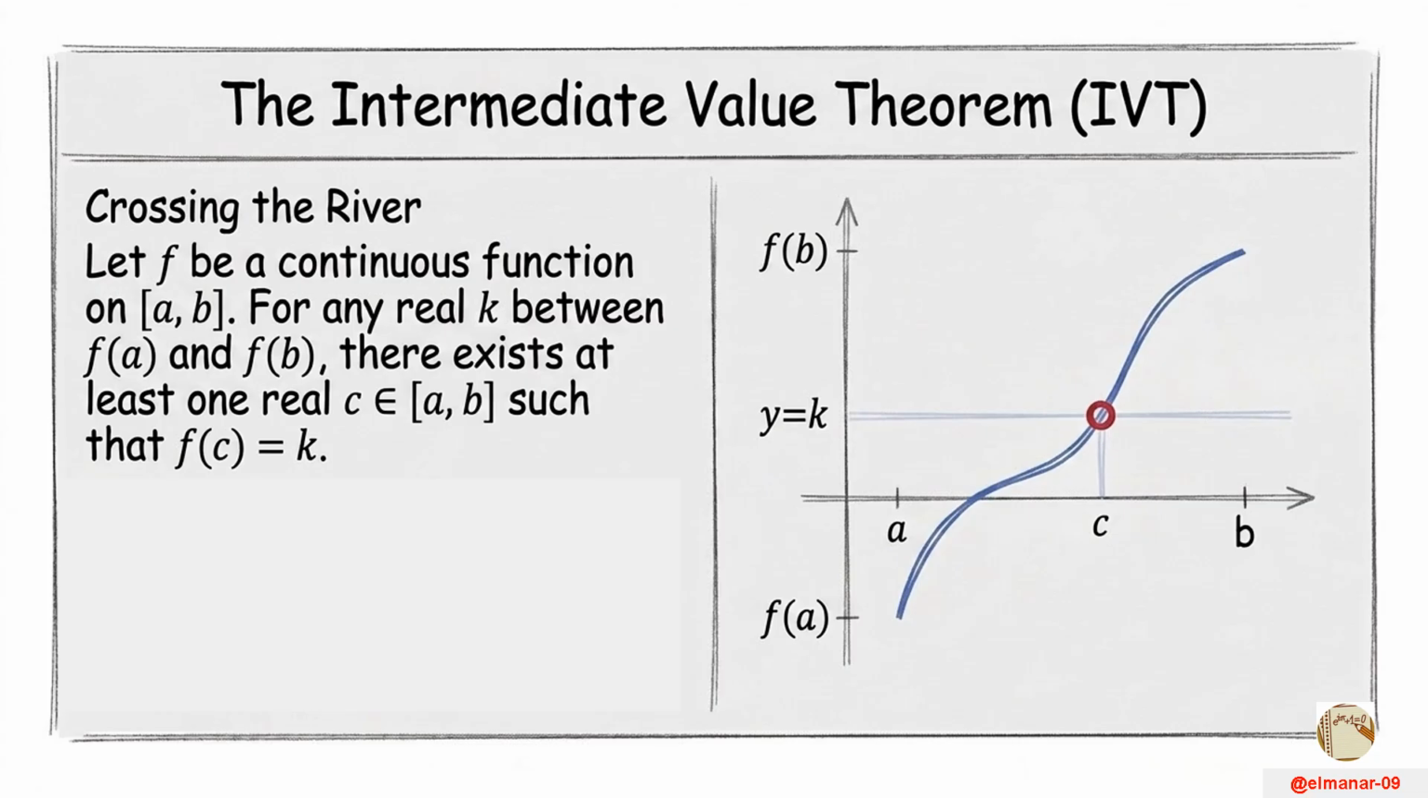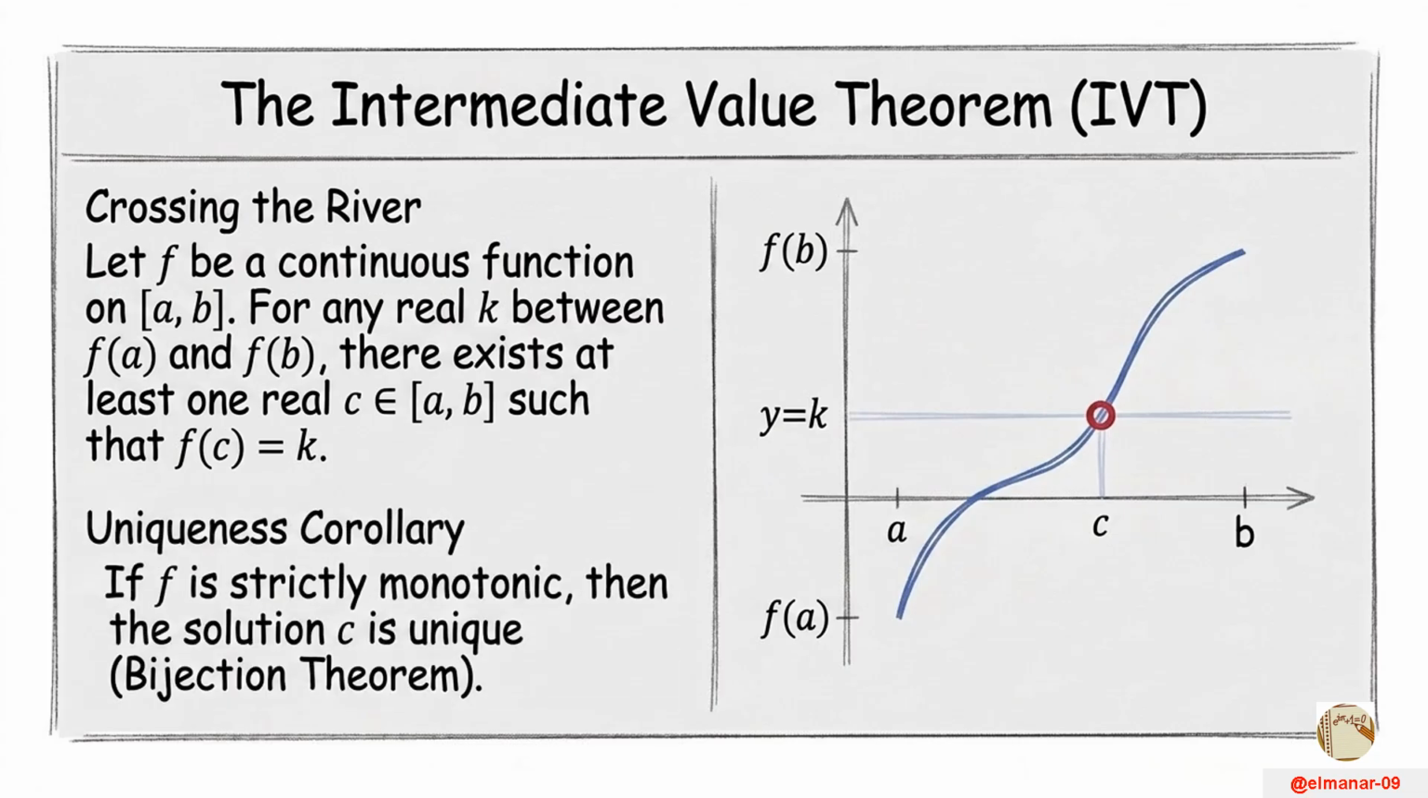Formally, if f is continuous on a closed interval, then for any real number k between the start and end values, there exists at least one value c in that interval where f of c equals k. And here is a golden nugget. If the function is also strictly monotonic, always increasing or always decreasing, then that solution c is unique. This is known as the Bijection Theorem, and it's your best friend for proving an equation has exactly one solution.